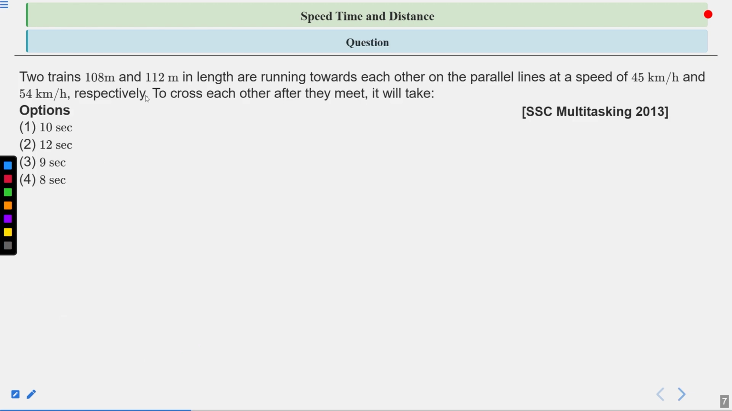Two trains, 108 meters and 112 meters in length, are running towards each other on parallel lines at a speed of 45 km per hour and 54 km per hour respectively. To cross each other after they meet, it will take. And this question was asked in the SSC Multitasking exam in 2013. So there are four options. First one is 10 seconds, second is 12 seconds, third is 9 seconds, fourth one is 8 seconds. Now you have 10 seconds to analyze the question. Your time starts now.